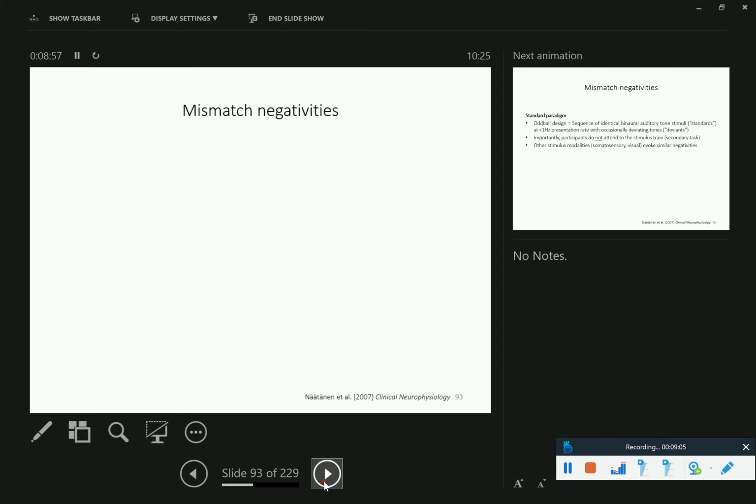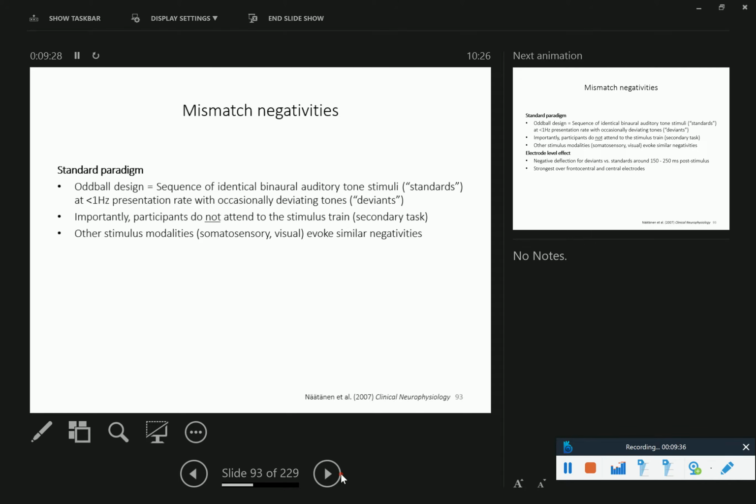This is a slide with the content. Actually, it's from this Naatanen clinical neurophysiology review, and Naatanen is kind of the founding father of the mismatch negativity story. He did EEG mismatch negativity primarily auditorily in the 60s and is still around. And so he's the authority for mismatch negativities.